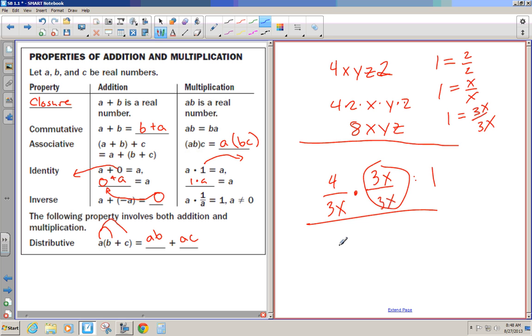If you have a 2x minus 2a, in the distributive property you put things inside the parentheses. Here, look at what they have in common. They have a 2 in common. So 2 times x minus a is what you're looking for.